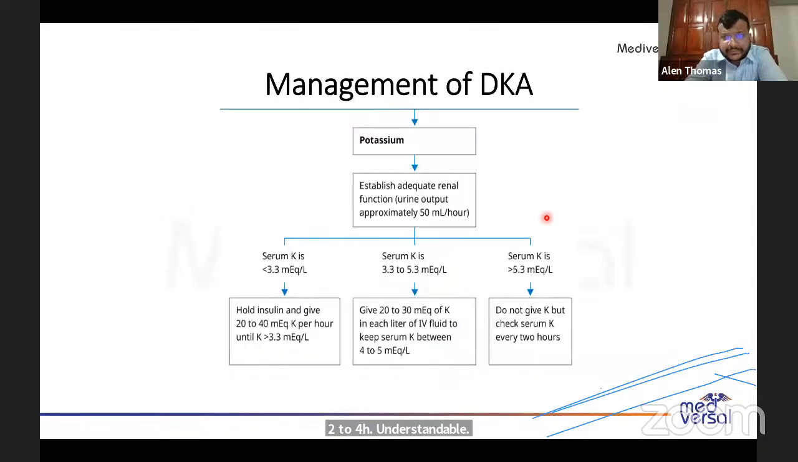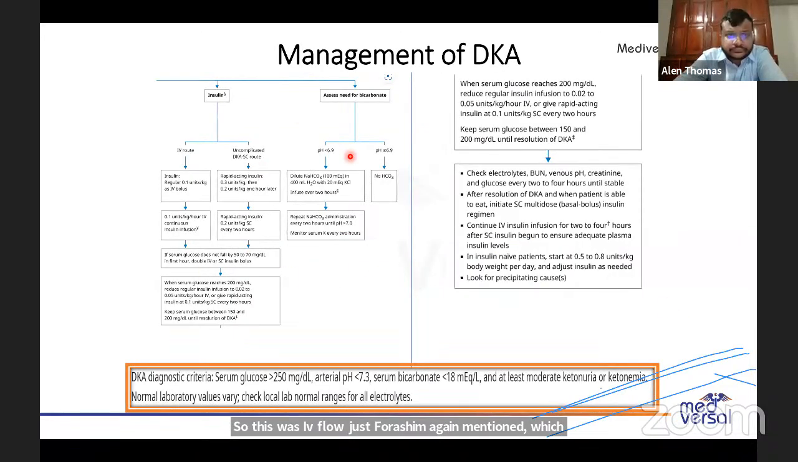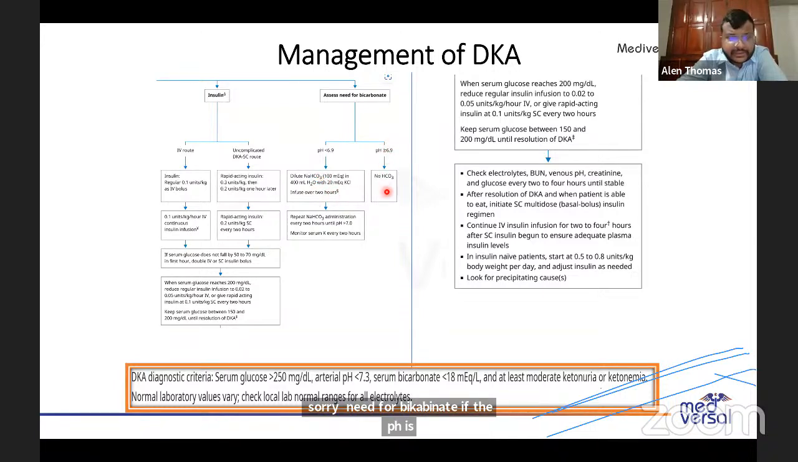So this was IV fluids. This is for potassium, again mentioned, which I put in the text. Insulin and the need for insulin. Need for bicarbonate: if the pH is less than 6.9, then you infuse bicarbonate over 2 hours. Otherwise, if more than 6.9, there's no role of bicarbonate. If you look at insulin, just follow the pointer.